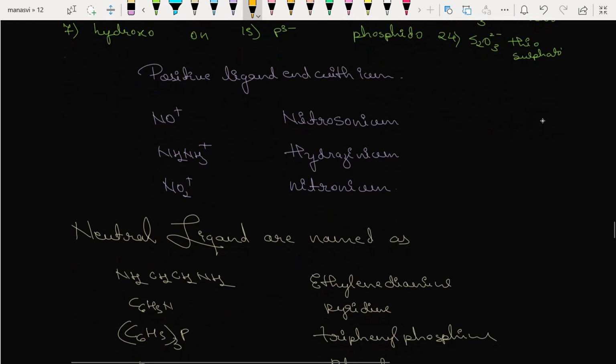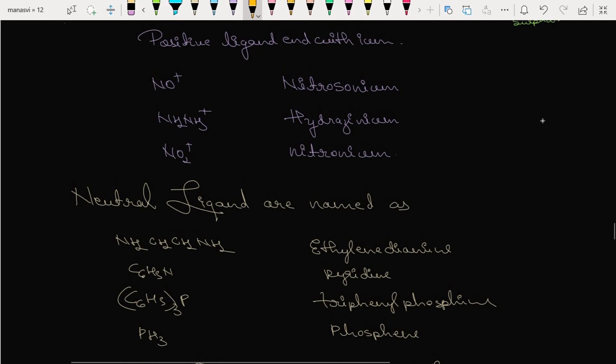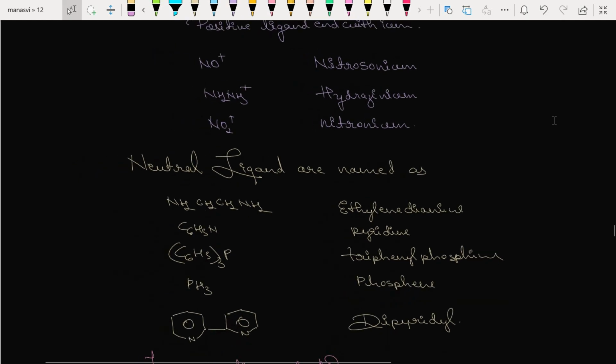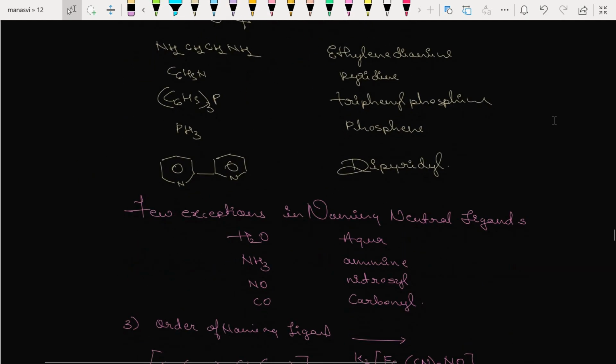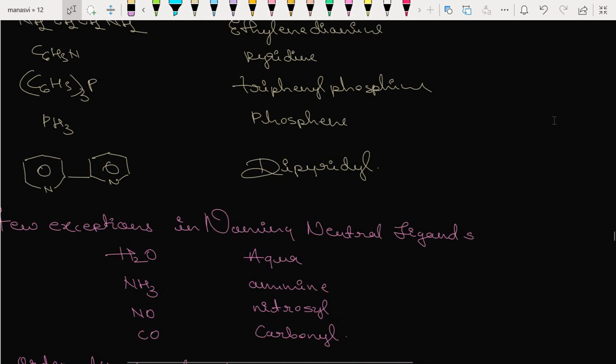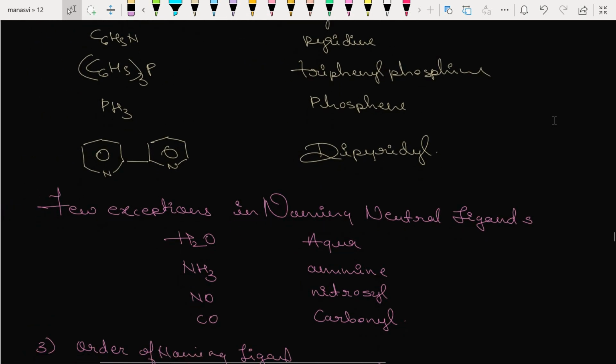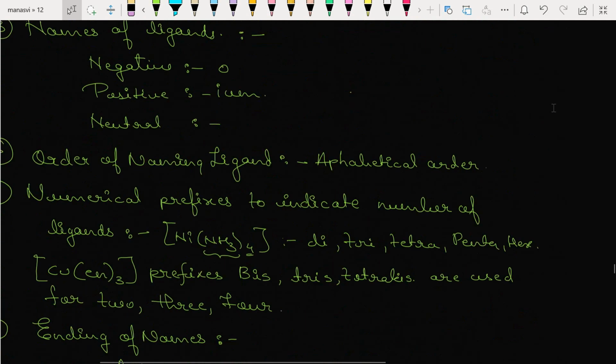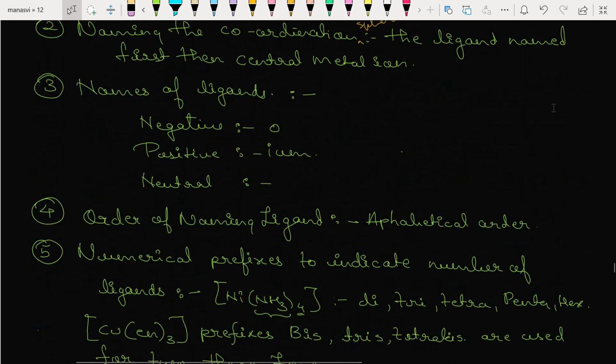Further, the examples of positive and neutral ligands are as follows. You need to be very careful about which are the neutral ligands and positive ligands, and some few exceptions. The most frequently given ligands are aqua, amine, nitrosyl, and carbonyl. These are the neutral ligands. Further going on to the rules.